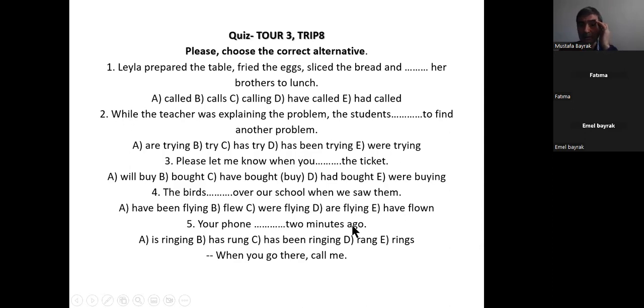Your phone blank 2 minutes ago. Your phone rang, simple past, okay. Your phone rang 2 minutes ago and it stopped. Rang and stopped 2 minutes ago.